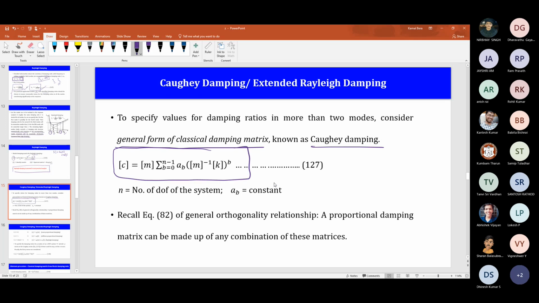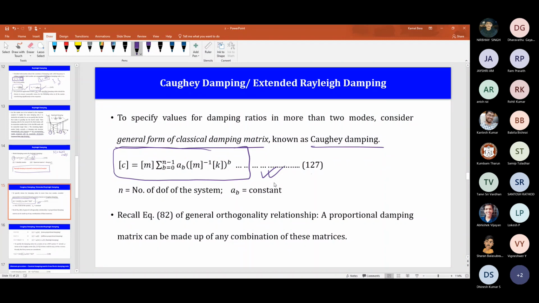For special cases, this can lead to the mass proportional and stiffness proportional damping matrix, or the Rayleigh damping matrix, for different values of b, I mean the number of terms that you are considering in this summation. The concept of this Caughey damping, or the general form of classical damping matrix, is by virtue of the family of orthogonality relationship.